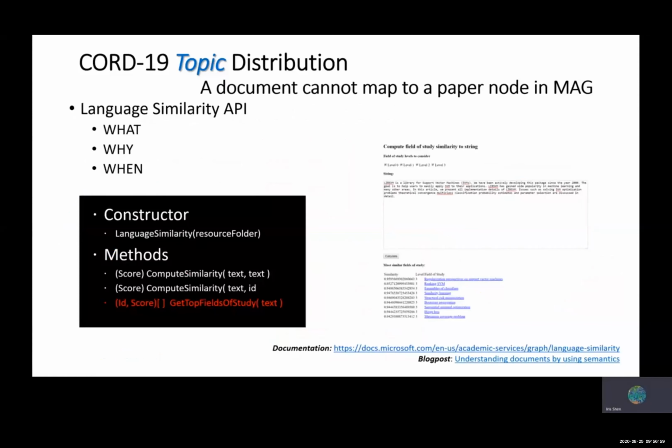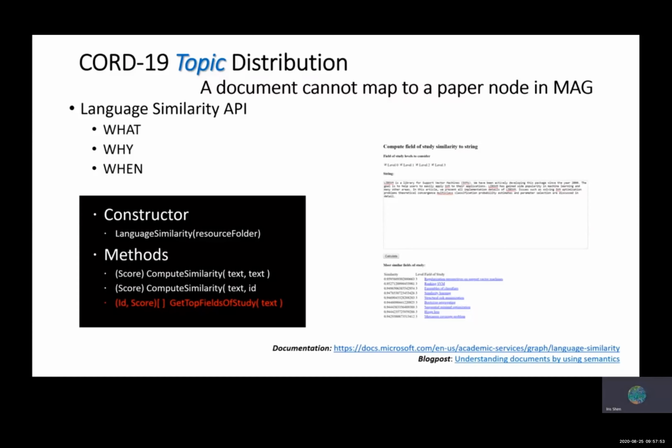One of the solutions to such proprietary academic document concept tagging is to use a tool called the Language Similarity API Package released with the MAG distribution. It wraps the language feature part of the module we just described earlier into a package implemented in C#. It provides 3 methods to compute similarity between any 2 pieces of text or between a text and a given field of study in MAG, or it can recognize a list of relevant concepts with associated confidence scores when given a natural language text as input.